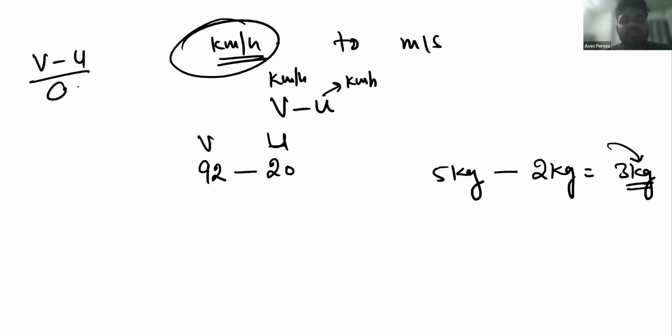You said the same, but you were saying that you will need to divide it by acceleration. If you divide it by acceleration, then it will create a problem. Okay, don't divide it by acceleration. First, calculate the value of V minus U, and what will you get?